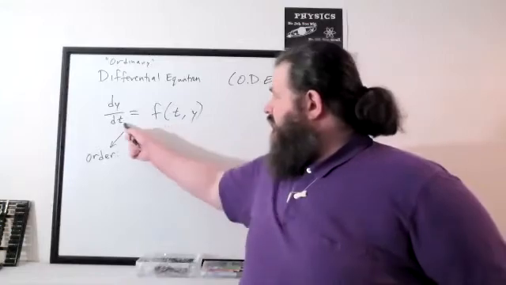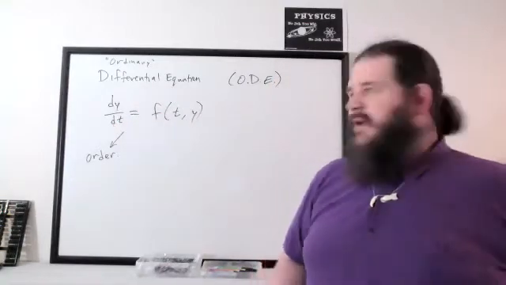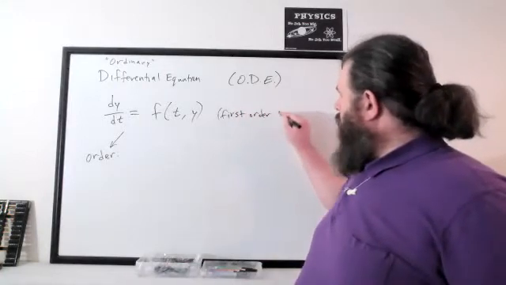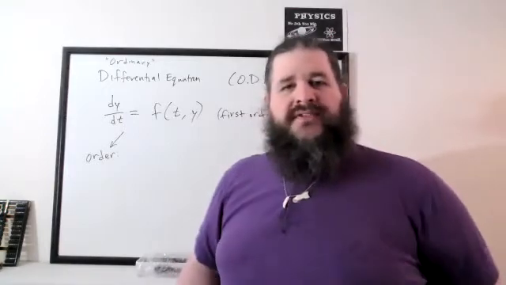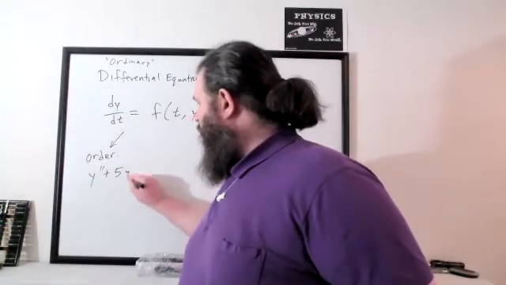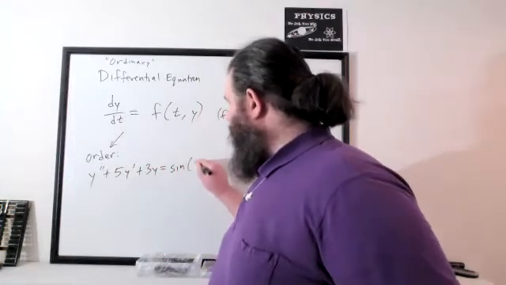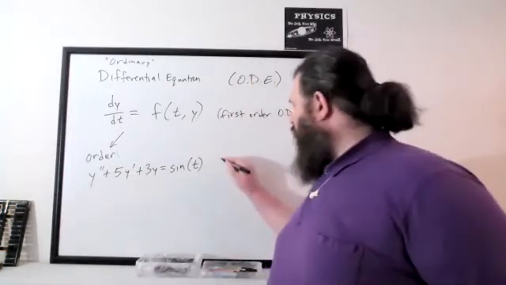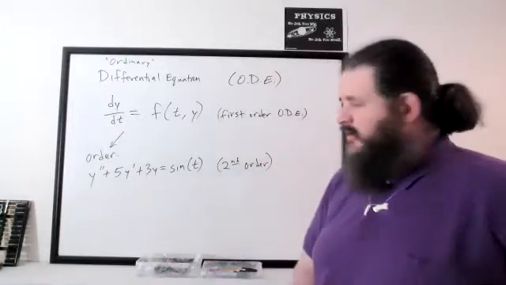Like this, for instance, if it's just first derivative equals something about y and t, that would be a first order equation. First order ordinary differential equation. But if we had something like, let's say, y double prime plus 5y prime plus 3y equals sine of t. This one has a second derivative, so this would be a second order differential equation.